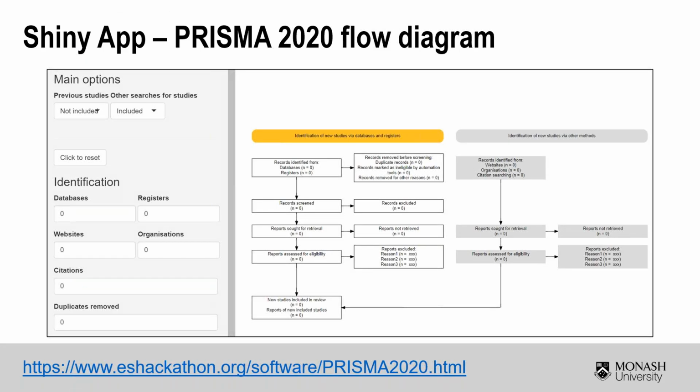But in addition, we have created a Shiny app to allow people to generate a figure of the flow diagram by just filling in the corresponding numbers in this panel here and ticking whether you need each component of the flow diagram in this top box up here.